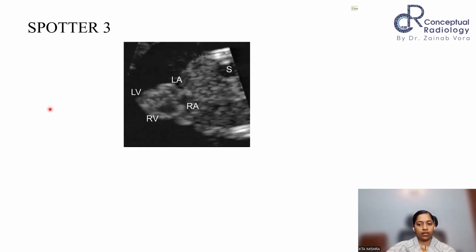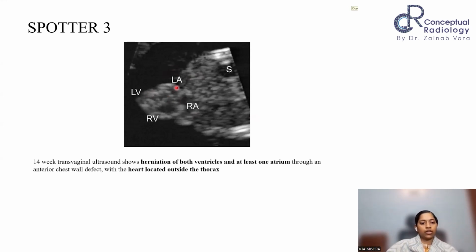Everything is labeled. Okay, I'll explain cleft palate again. But this one, very good. So this is the heart and this is the body of the baby. And when we are doing the scan, we see the heart is located outside the body. So there is herniation of the ventricles and the atria. So if the heart, that is both the ventricles and at least one atrium, is herniating, this is ectopia cordis. Excellent.